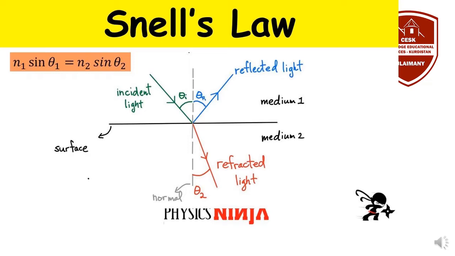So Snell put this rule, n1 times sine theta 1 equals n2 times sine theta 2, in order to find n1 or n2 or theta 1 or theta 2. We have 4 factors. If you know 3 factors, you can find the fourth. Okay, let's go to the second slide.